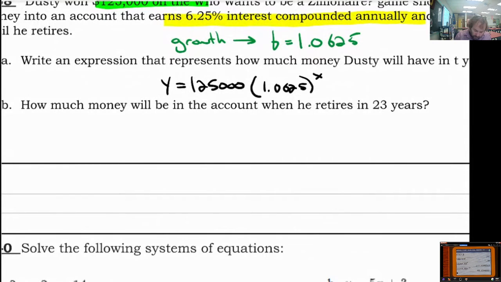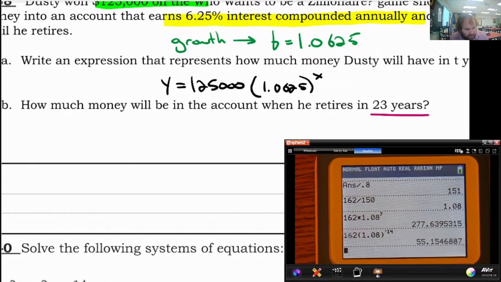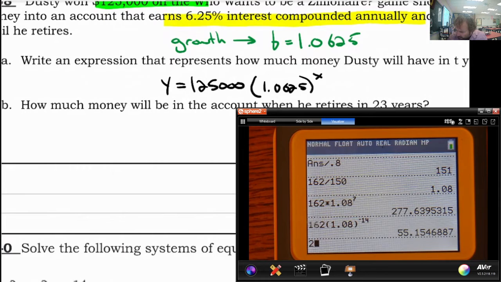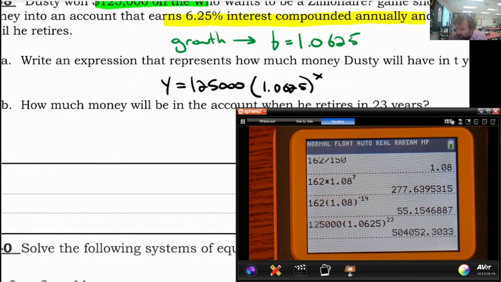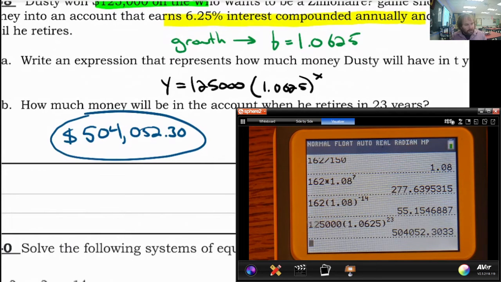And we want to know how much it's going to be worth in 23 years, so let's try that. Here comes the calculator: 125,000 times 1.0625, all raised to the 23rd power. It's going to be a lot of money, a little over $500,000: $504,052.30. That's how much money I believe it's worth when x equals 23.